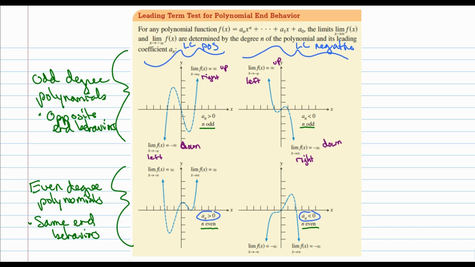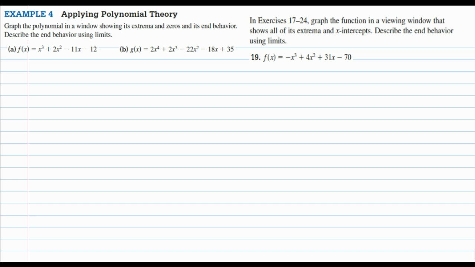Let's look at some examples. I know this chart is super confusing. Let's look at some examples. So example 4, applying polynomial theory. Graph the polynomial in a window showing its extrema and zeros and its end behavior. So we just have to show those things. We don't have to actually find them. Describe the end behavior using limits.